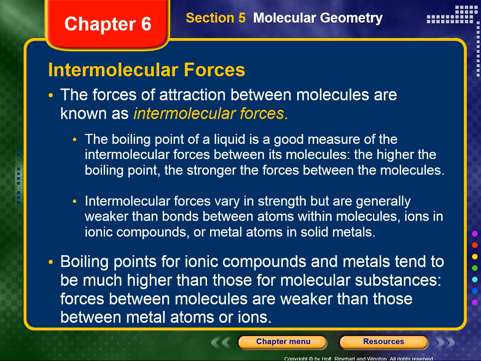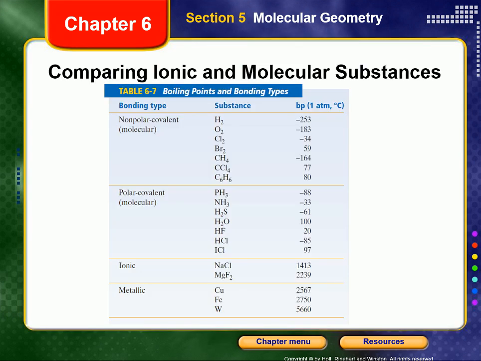The forces of attraction between molecules are known as intermolecular forces. Intermolecular forces vary in strength, but are generally weaker than bonds that join atoms in molecules, ions in ionic compounds, or metals in solid metals. Compare the boiling points of the metals and ionic compounds in Table 6-7 on page 190 of your text, or on the screen now, with those of the molecular substances listed. Note that the values for ionic compounds and metals are much higher than those for the molecular substances.